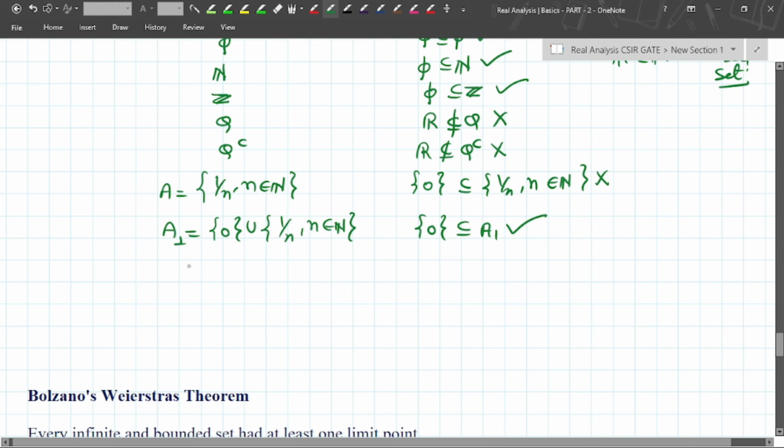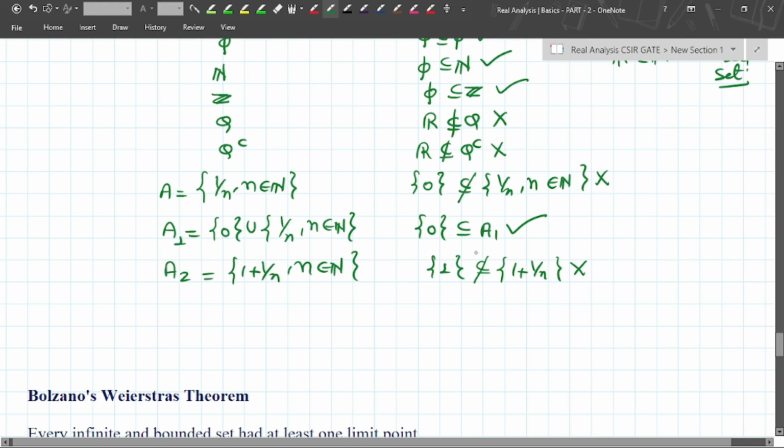Similarly, if I take a set A2, for example, 1 plus 1 by n, where n belongs to the natural numbers, then the limit point is 1, and the derived set is 1. Is 1 contained in this set while taking n tending to infinity? The thing is, 1 is not contained in 1 plus 1 by n. It means that it is not closed. If I take the union of {1} with this, then it will be a closed set. So this is all about that.